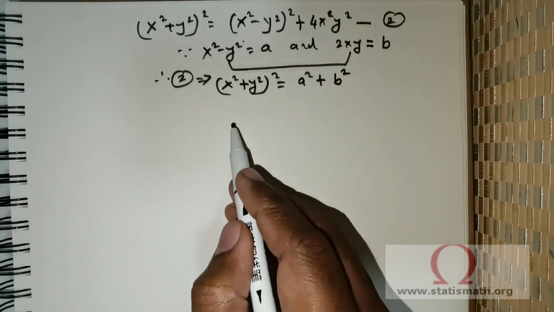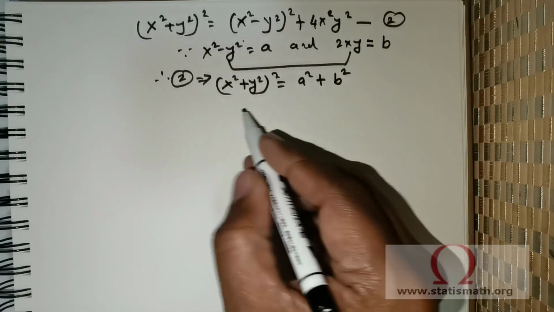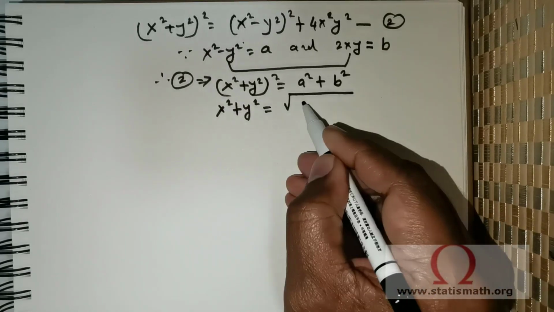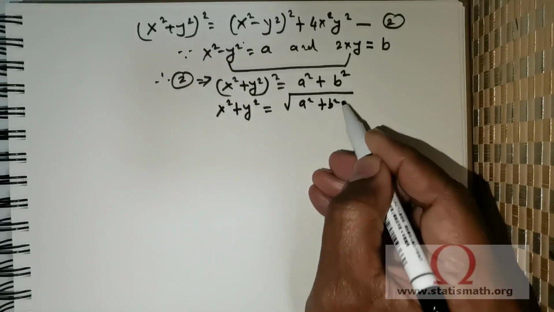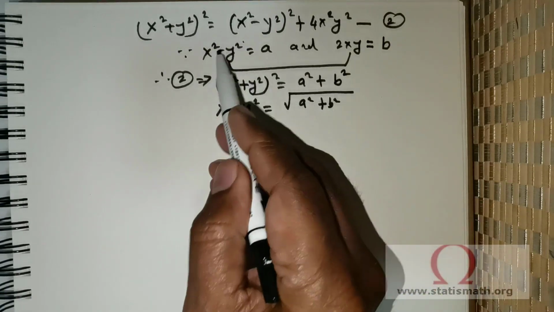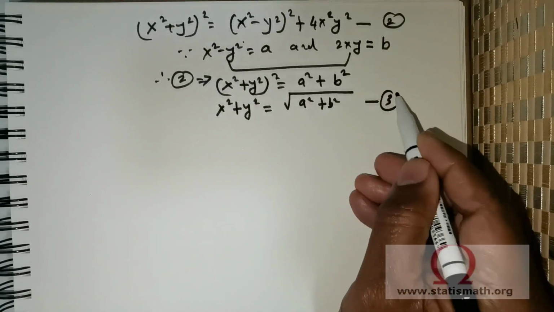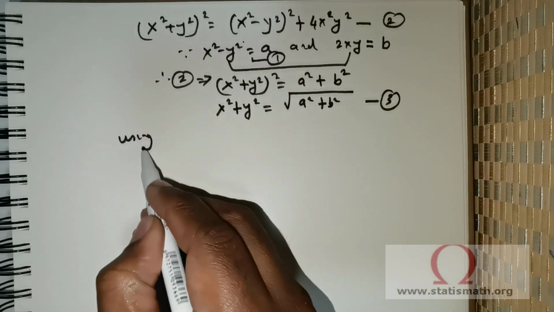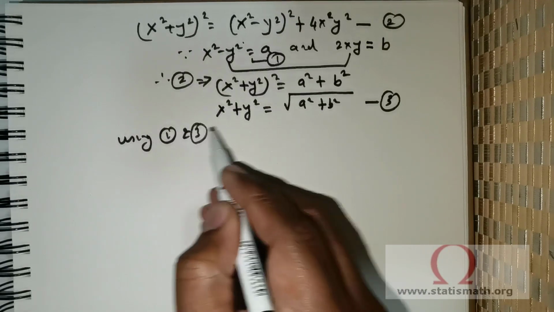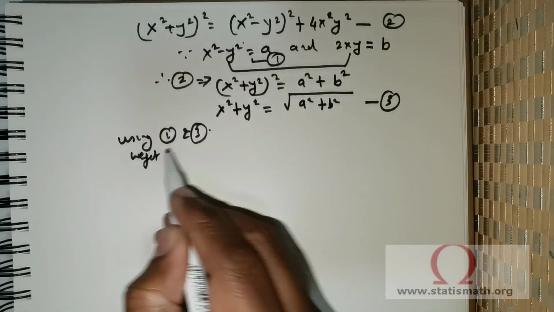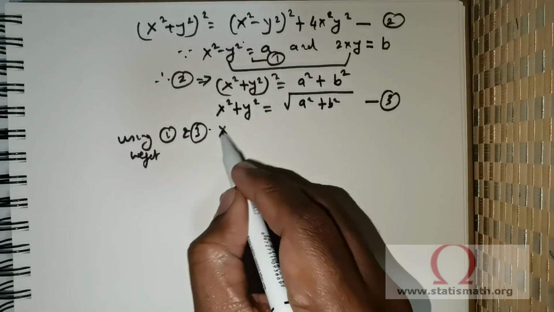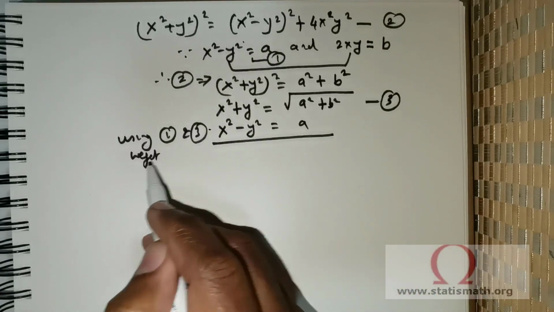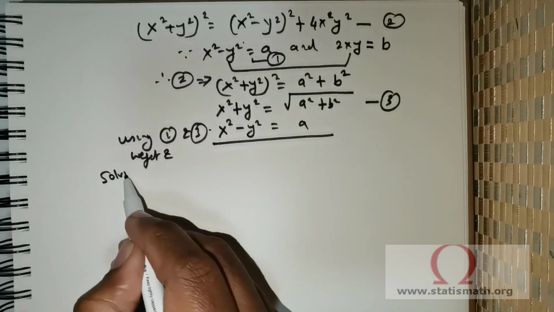Okay. Now from here I can rewrite this as x squared plus y squared is equal to root of a squared plus b squared. Let me take this as 3, and the earlier one as 1. Using 1 and 3, we get, what do we get? We got 3 here, and 1 is x squared minus y squared equal to a. Now, we would be solving them.